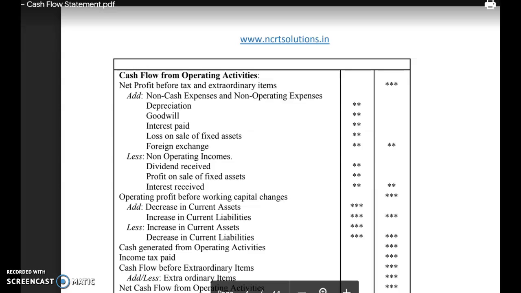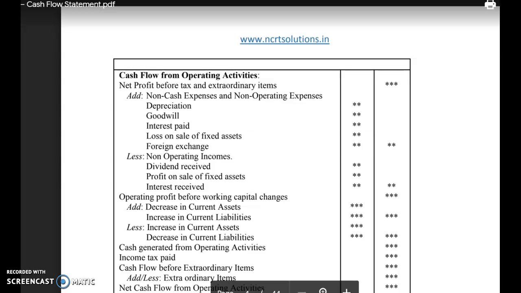And here we have to take the difference, or the value of change, from the end of the previous year to the end of the current year, or over a period of time or dates which is given to us. Non-cash, non-operating expenses we have to add back.